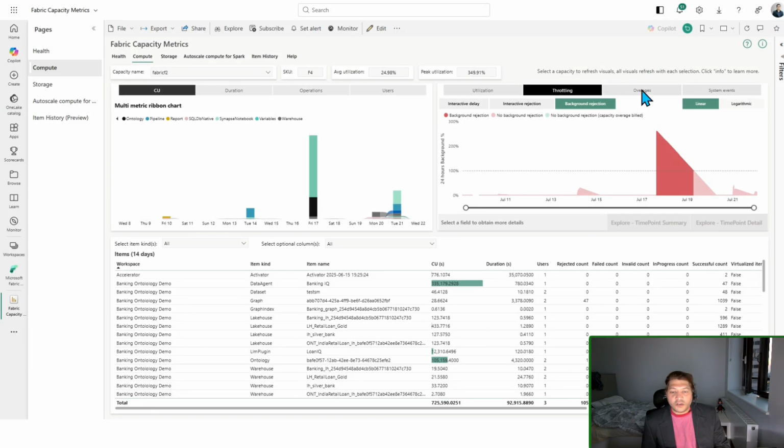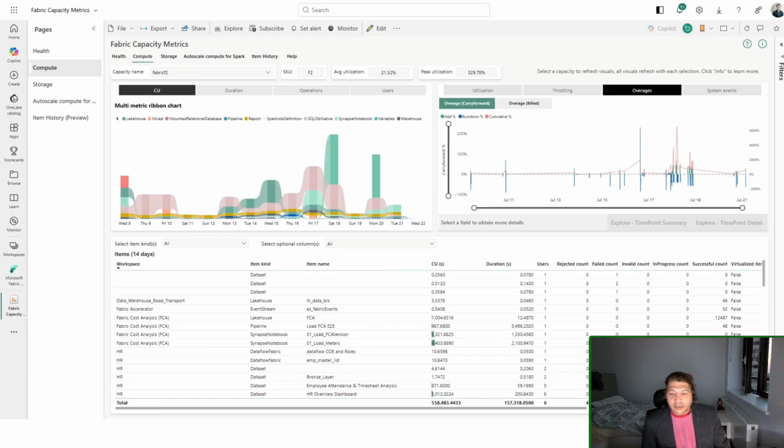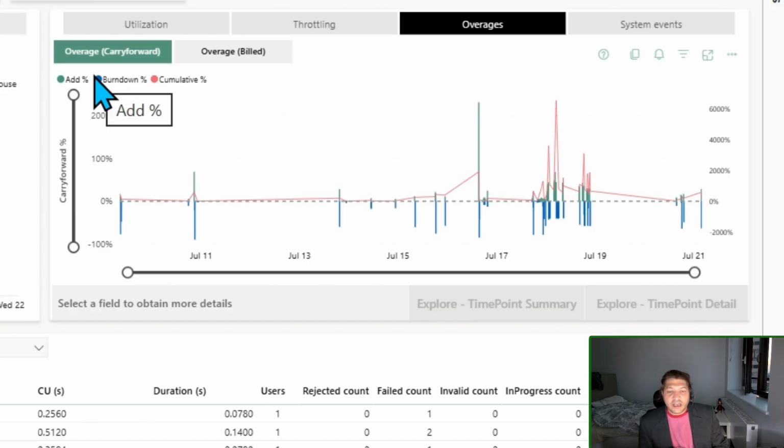Now let's look at overages. So overages are again very important. Overages has two views: how your capacity has been carry forwarding, and then how it has been built. Now these are two elements. So we'll talk about the carry forward first.